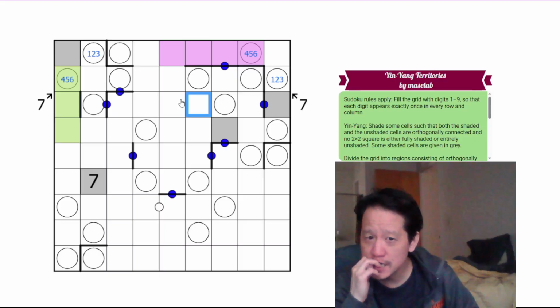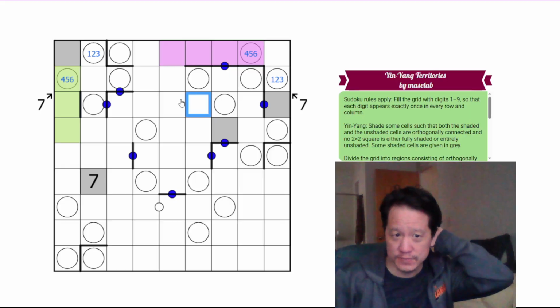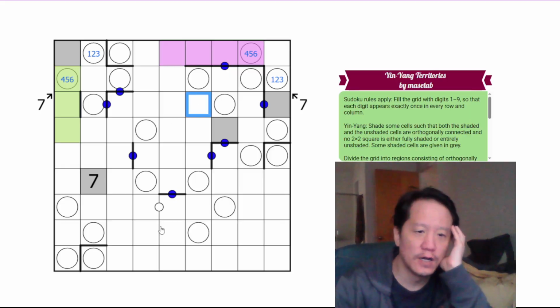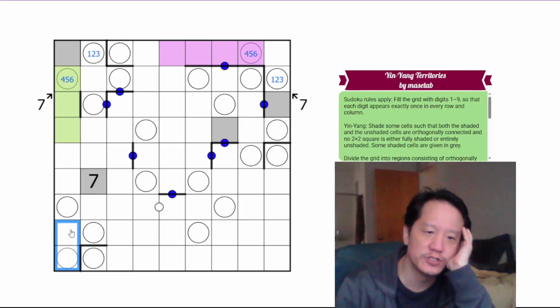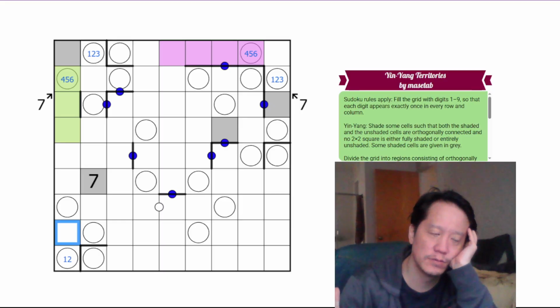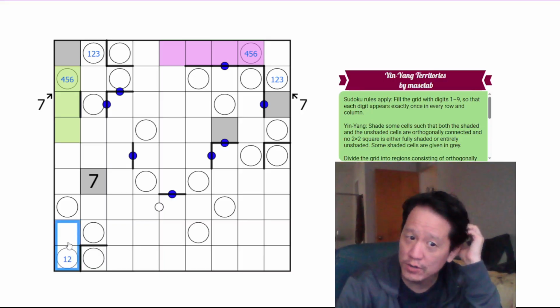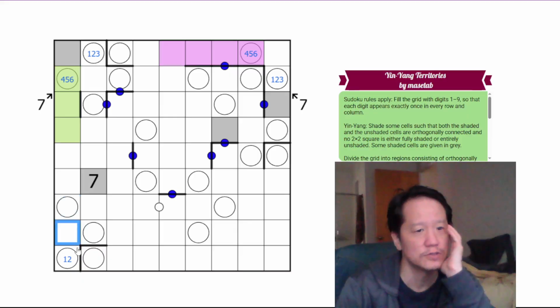Huh. That's interesting. Oh. This is guaranteed to be 1 or 2. Huh. That is fascinating. Right? Because it can go up at most there, and then it's blocked by other circles.